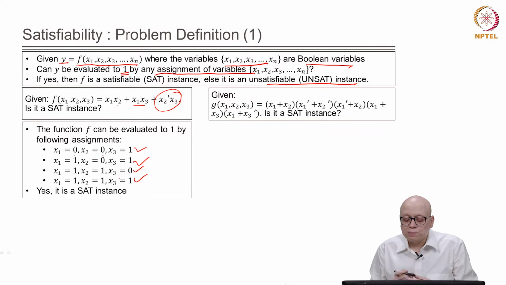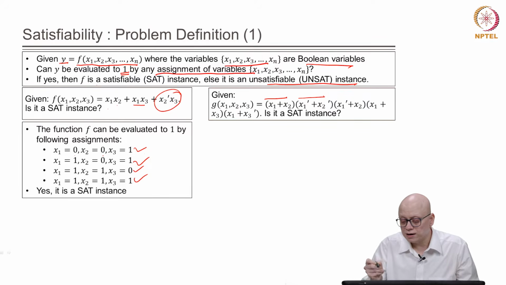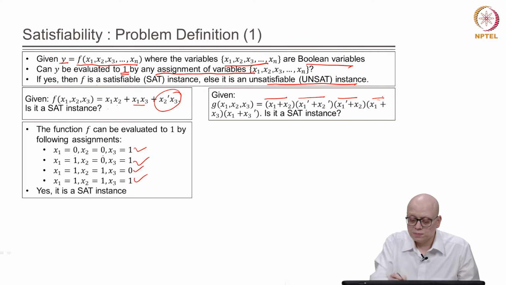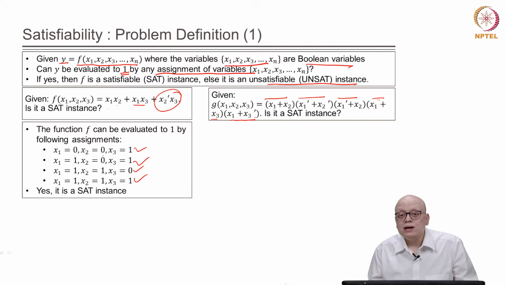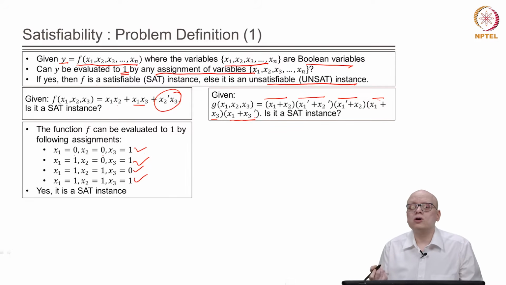Now, let us take another function g(x1, x2, x3) = (x1 + x2)(x1' + x2')(x1' + x2)(x1 + x3)(x1 + x3'). Now, is it a SAT instance? To verify it, we can simply draw a truth table.